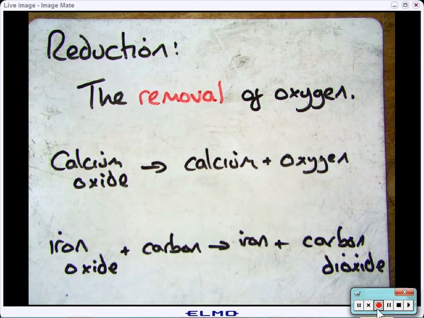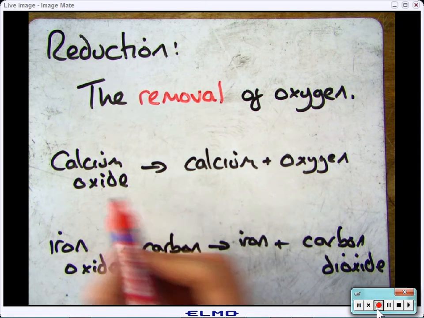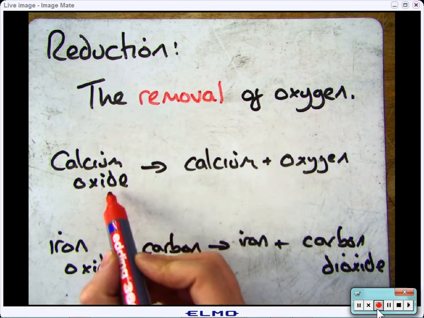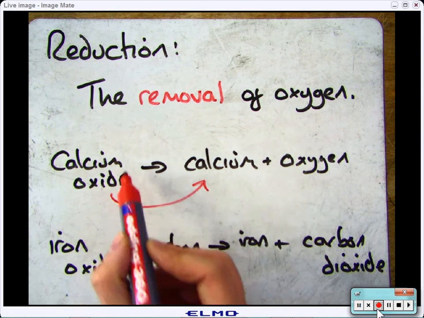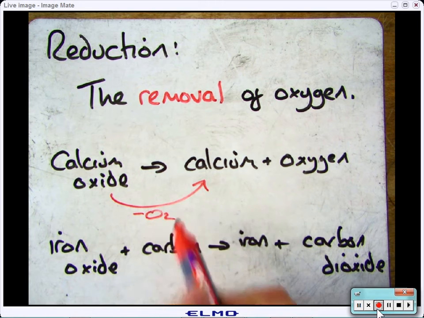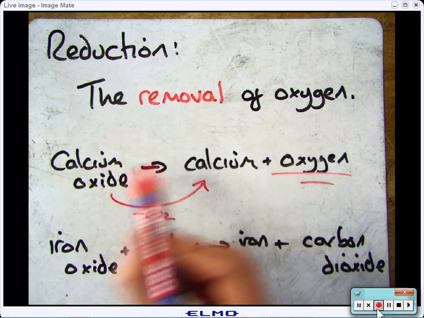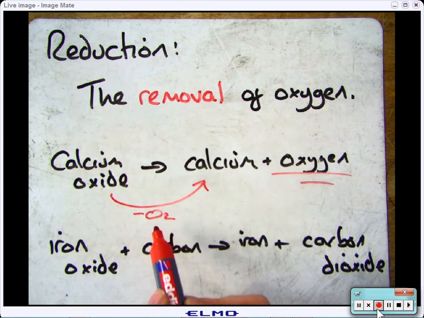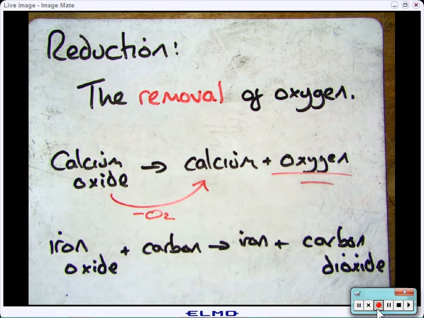Reduction is exactly the opposite. Reduction is the removal of oxygen. So if you take calcium oxide, we use electrolysis on it, it breaks down into calcium and oxygen. So that calcium oxide has lost the oxygen from it, which has left it over here, giving you a reduced ore. So calcium oxide becomes just calcium, losing oxygen.